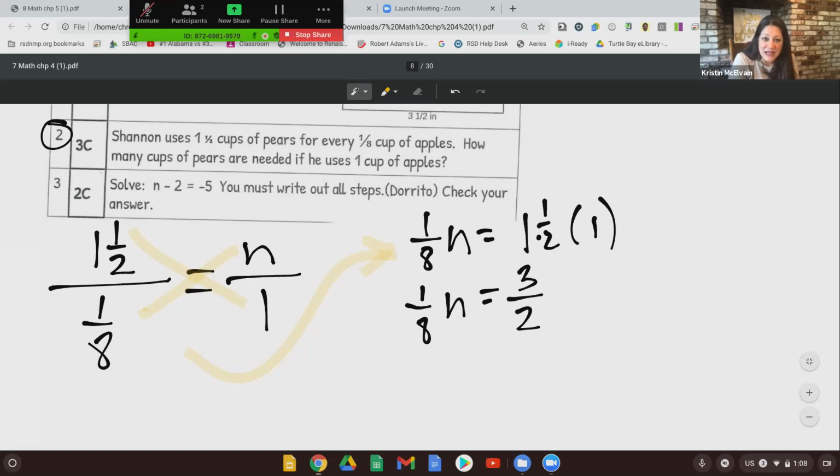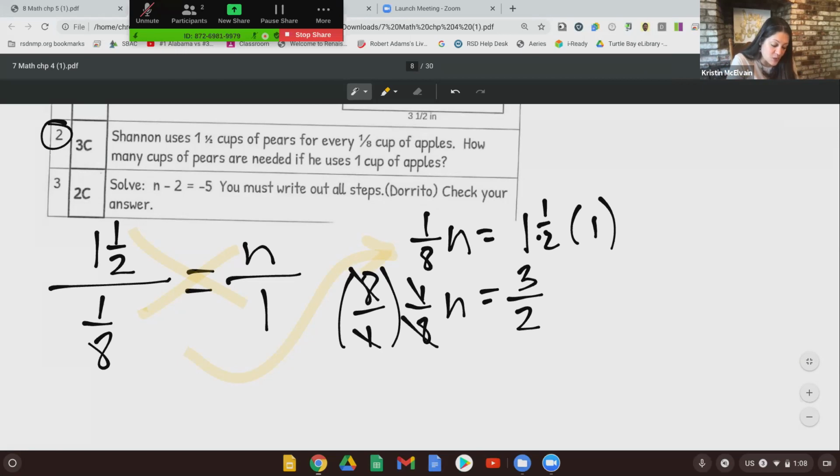Now, to get n by itself, we have 1/8 times n, and so we need to do the opposite, which is division. Well, we know that when we are dividing fractions, you actually multiply times the reciprocal. Okay, so we're going to flip the 1/8 over, and that's going to be times 8 over 1. Okay, and the reason we do that, look, it cancels out. 8 goes into 8, 1 goes into 1.